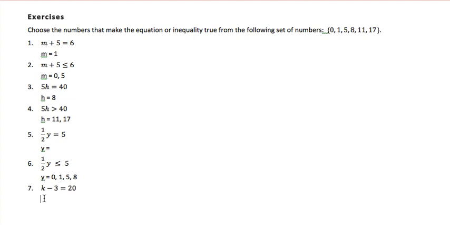If k minus 3 is equal to 20, k would need to be 23, and we don't have 23 in our list. So there are no other values that would make that true.